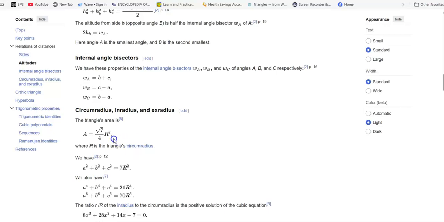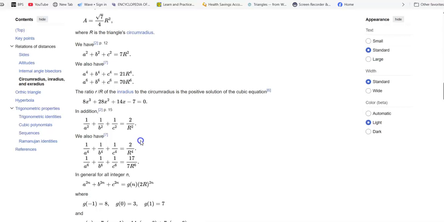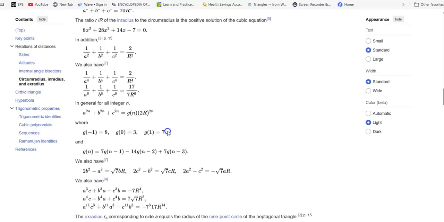I will also do one on the area formula relating to R, which is the triangle's circumradius, the radius going from the center of the circle to any of the vertices, because since it's an obtuse triangle, the circumradius will be outside of it. I will prove these relationships here, that a squared plus b squared plus c squared equals 7R squared, for example. I will also do a couple of these where they have the reciprocals of their squares and their fourths.